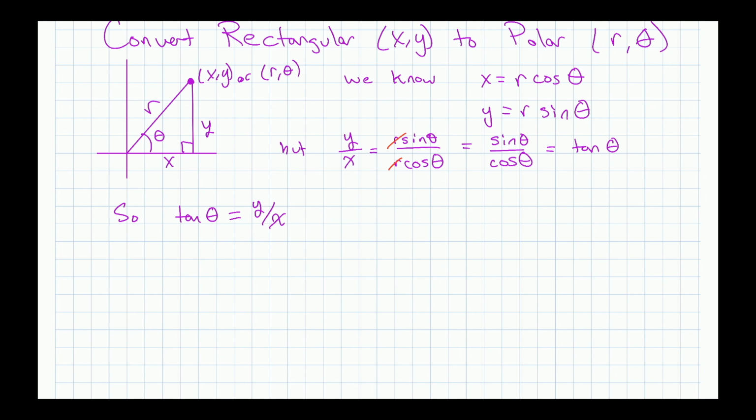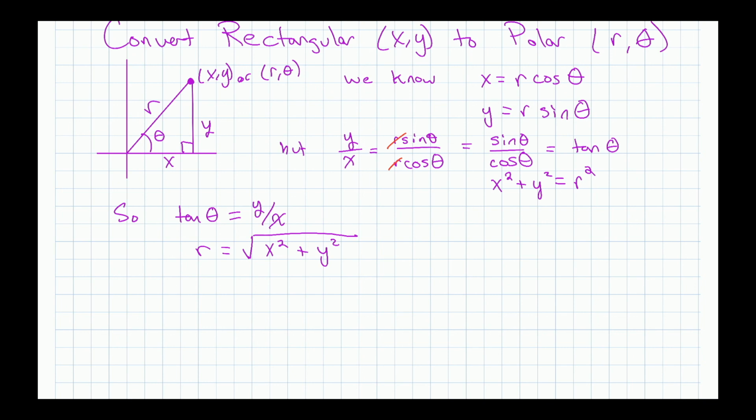So what you get is, I'll write it up here first: x squared plus y squared equals r squared. But if you're trying to solve that for r, you can take the square root, and you would get r is the square root of x squared plus y squared. Okay, so those are the two equations that you want.